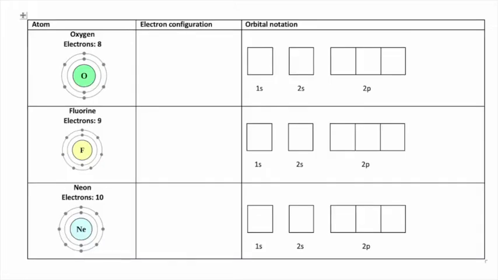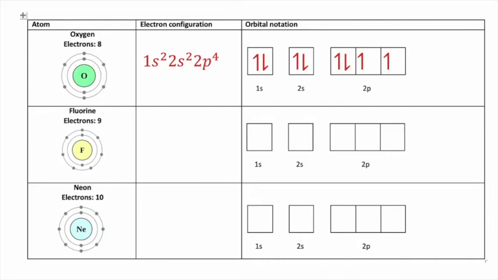Now let's go to oxygen with 8 electrons. Electron configuration is 1s2, 2s2, 2p4. And for our orbital notation, we have 2 electrons in 1s, 2 electrons in 2s, and we have 4 p electrons. We're now going to have to double up. So we'll put our extra electron, we'll buddy that up in the first p orbital.